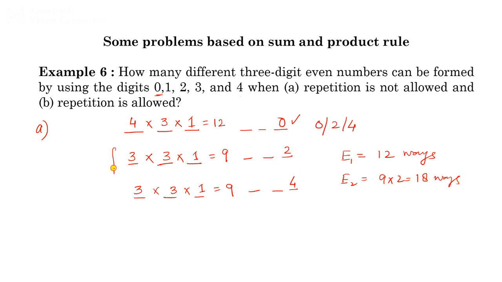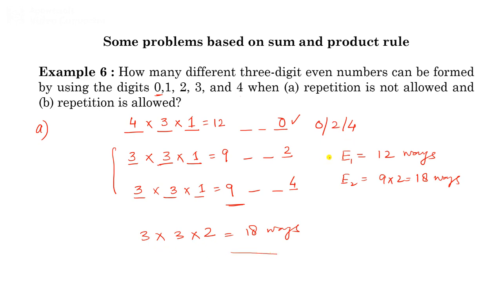You can directly count these two, that is, the last place can be filled in 2 ways, either 2 or 4. And for this we have 3 choices for the first place and 3 choices for the second. So in this way that is 18 ways. It is the sum of these two if you count separately. So directly you can write 2 ways here, and in this way you will get 18 ways.